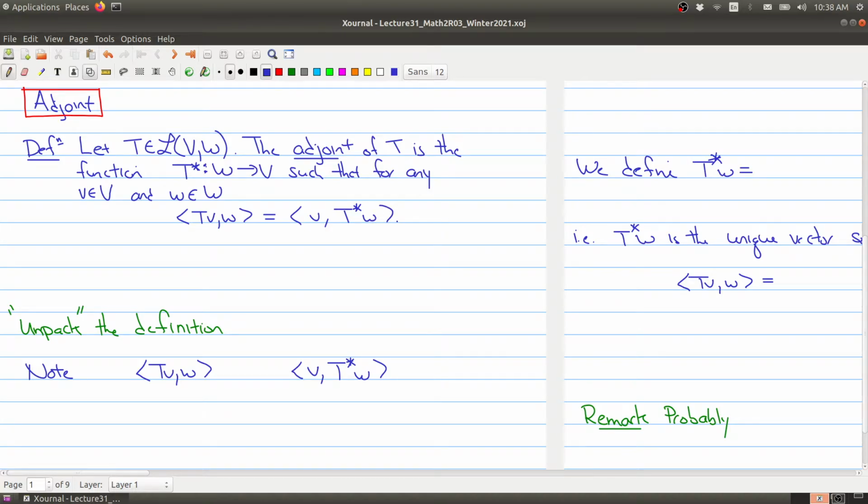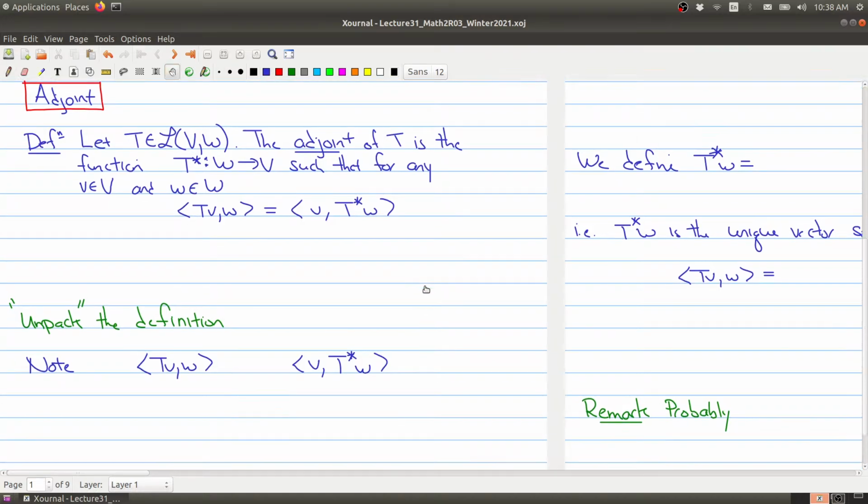Okay, so this definition, there's a lot to unpack. And so I actually want to spend some time explaining what exactly this definition is, because the adjoint is saying, okay, it's a function going from W to V, and it takes a w and it maps it to T star w with this particular property. So let's try to spend a couple minutes to understand what's going on here.